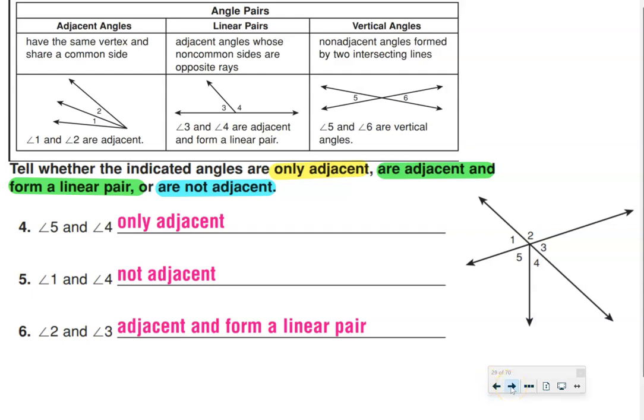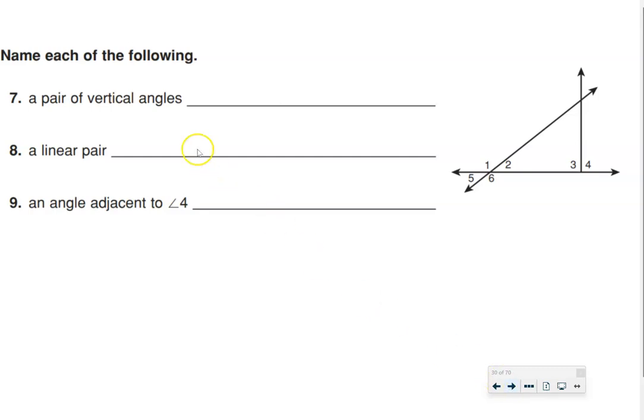All right, let's see what else we got here. It says, name a pair of vertical angles. So you're going to take a look over here and see if you can name a pair of vertical angles. Angle 1 and angle 6, and angle 2 and angle 5. These two, see how they are opposite from each other? Those are vertical angles.